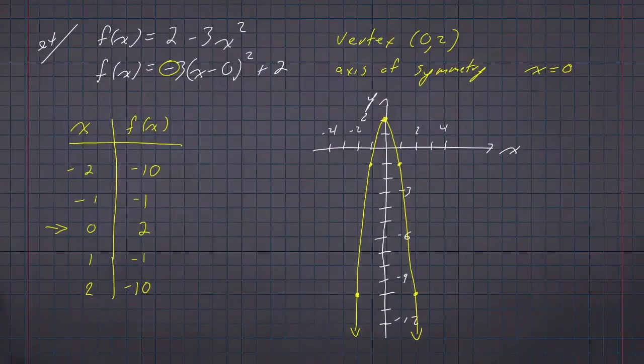And again, before I scroll away here, as I said, the vertex when your parabola opens upward is always the lowest point on the parabola. When the parabola opens downward, the vertex is always the highest point.